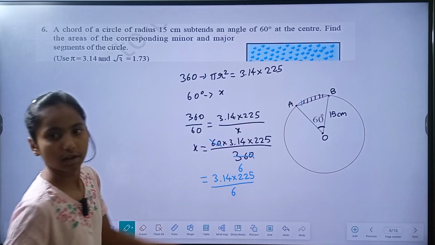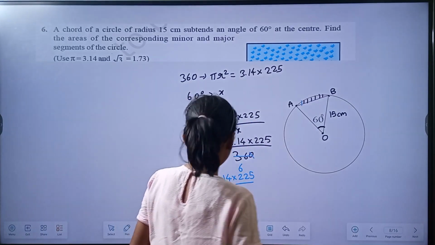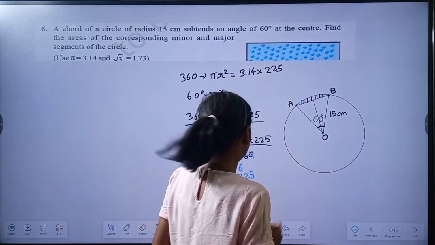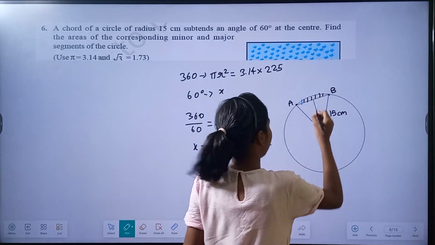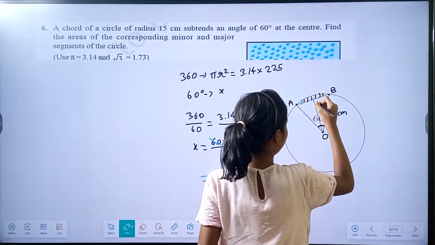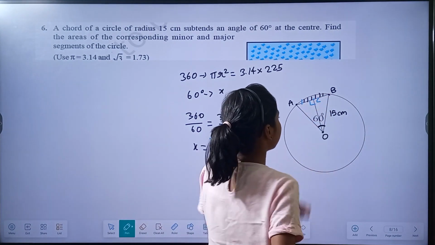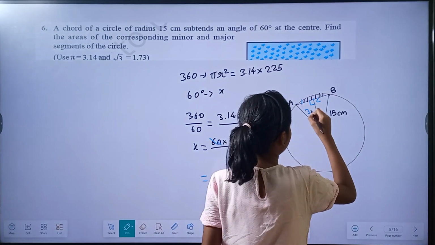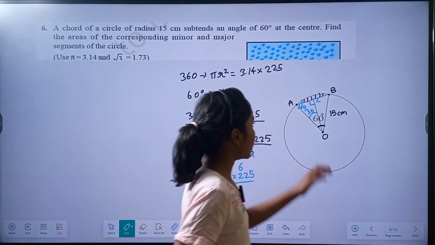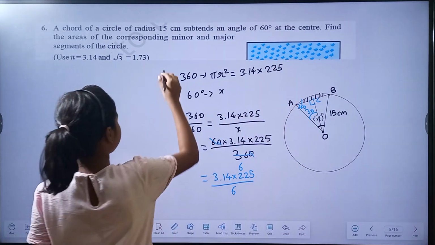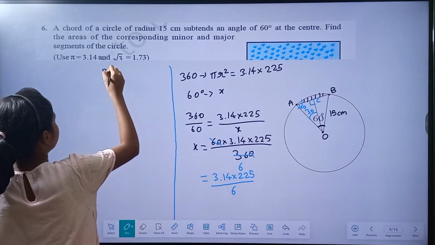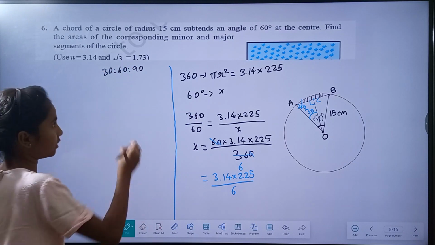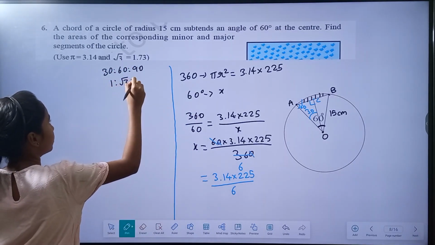Now the area of the triangle. Let us draw the height from O to AB, and let this point be C. Then this angle equals 90 degrees. Then OC bisects the angle AOB, so this one will be 30 and this one 60. So we have a 30, 60, 90 triangle. The sides opposite to those angles are in the ratio 1 is to root 3 is to 2.